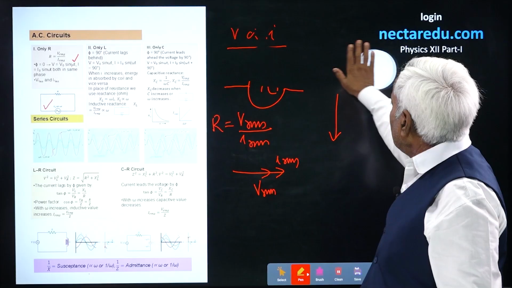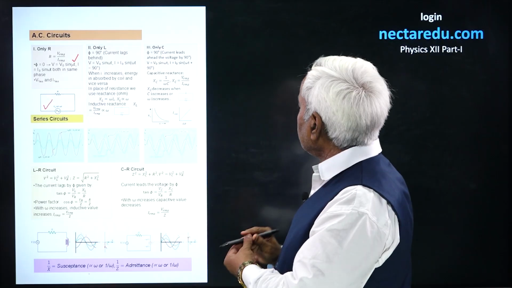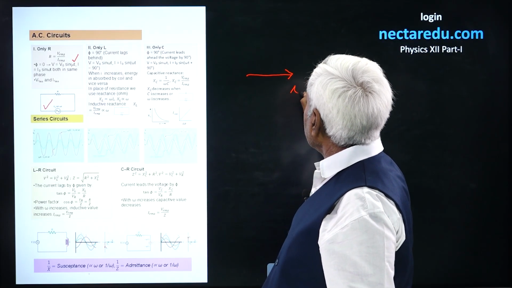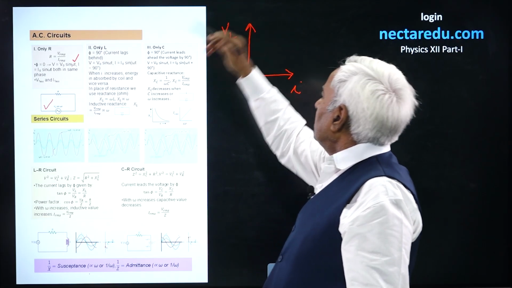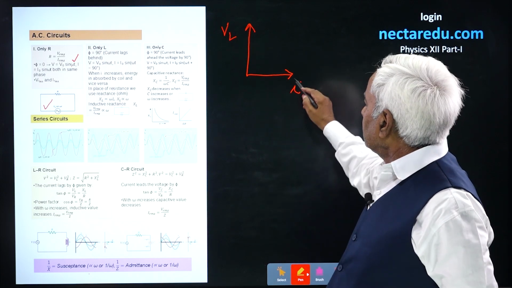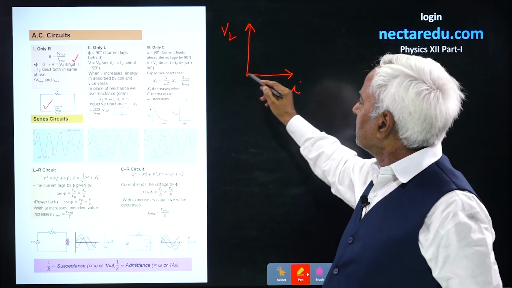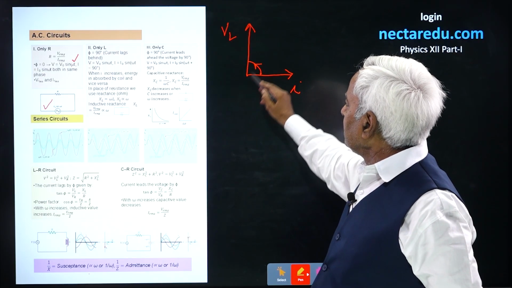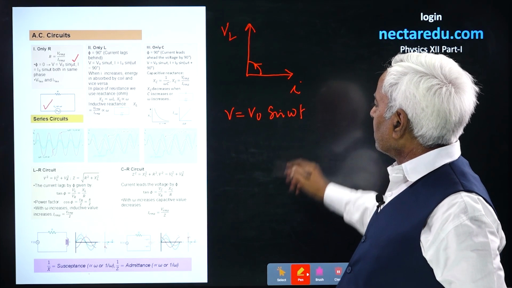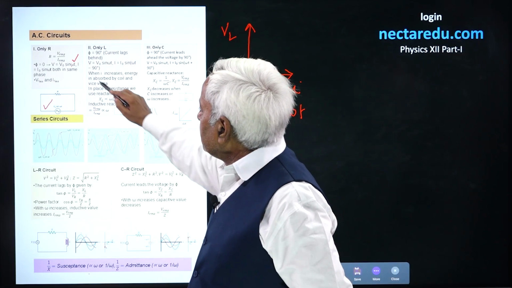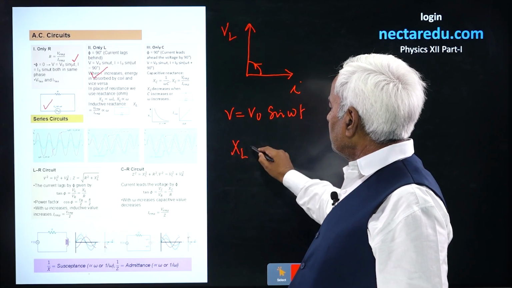But you see, we have followed one protocol here, that we always draw the current this way. If this is current, that means the current is lagging behind the voltage. This is the figure for current and voltage in the coil. The phase difference is going to be 90 degree. Here you'll write the relation V0 sin omega t, and for current you are going to write sin omega t minus 90 degree. Then in place of resistance, we use the reactance term.